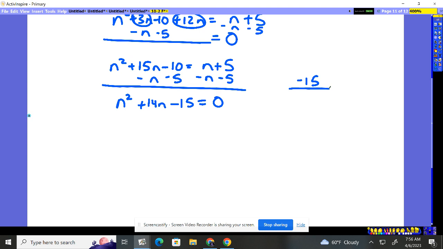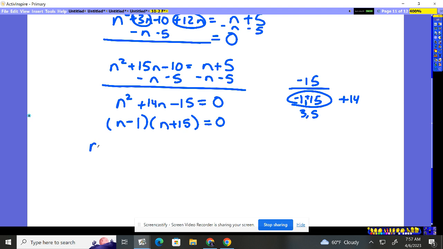What multiplies together to give me negative 15? 1 and 15, 3 and 5. I notice that these have a difference of 14, which is what we want. And we want to create a positive 14. So I can make him positive, him negative. So negative 1 times positive 15 is negative 15, yet put together gives me the positive I want. So this actually factors down to an n minus 1, n plus 15 equaling 0.